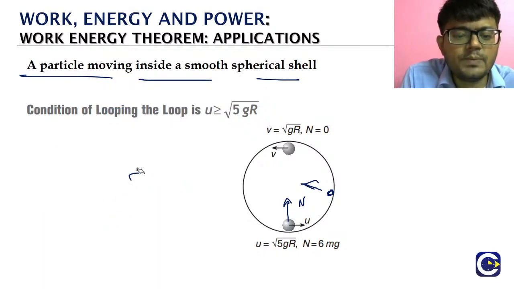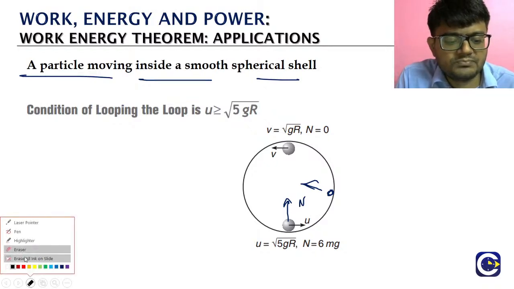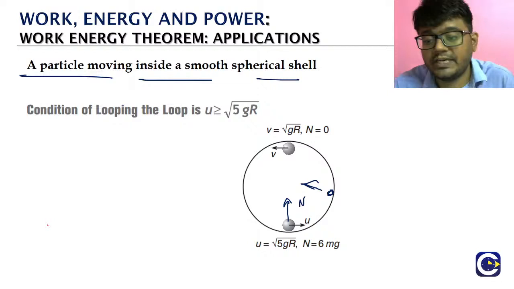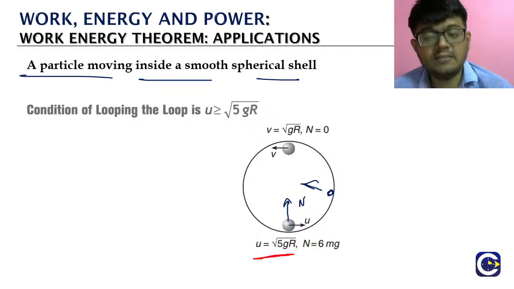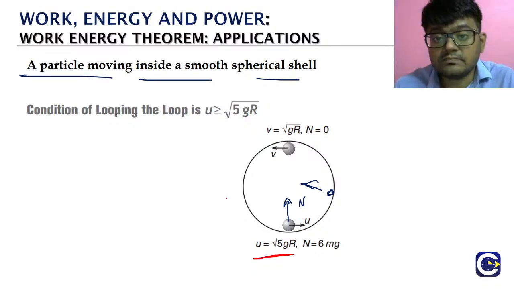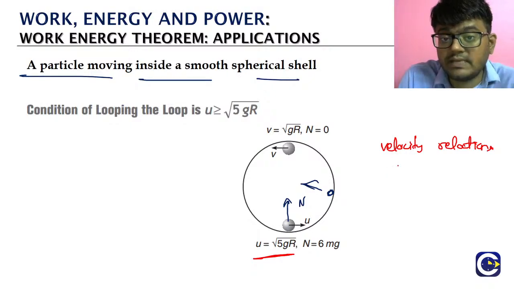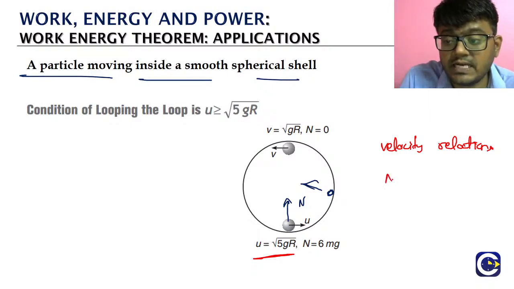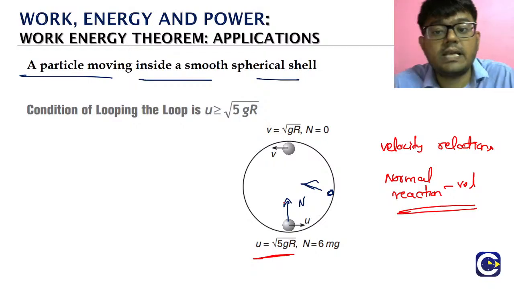So condition for the looping என்ன, u ஓட value should be more than or equal to root 5 gr. Now நம்ம exactly root 5 gr கொடுத்தேன்னு வெச்சுக்கோங்க. You know the relations we have derived, right? Velocity relations அப்படியே இருக்கும். அதுக்கு அப்புறம் we talked about the tension versus velocity relation, right? அதுக்கு பதிலா normal reaction with velocity, அந்த relations வரும்.